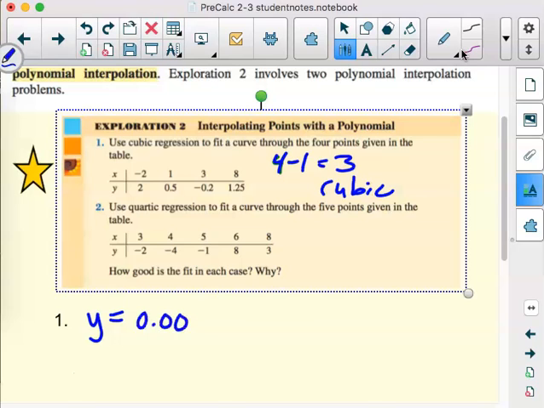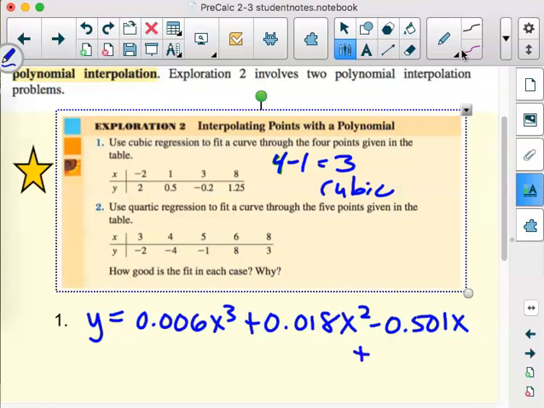0.006 x cubed plus 0.018 x squared minus 0.501 x plus 0.977. And there is our cubic regression. And because r squared, the coefficient of determination, was 1, this is a perfect fit.